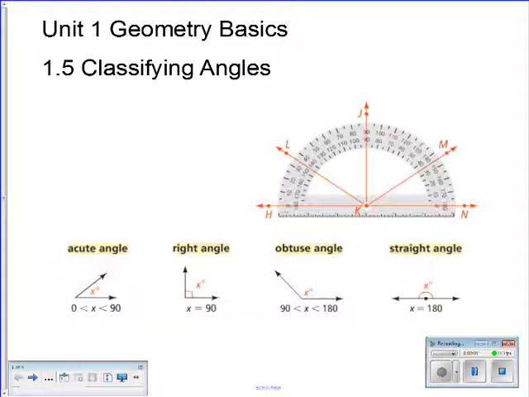And so in this video, you're going to be experiencing the information that you'll need in order to accomplish 1.5, classifying angles, and 1.6, which comes on later on. And that's just adding angles and being able to write equations. Let's go ahead and get started.